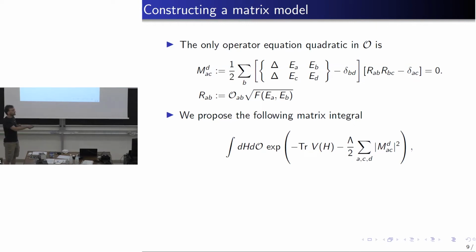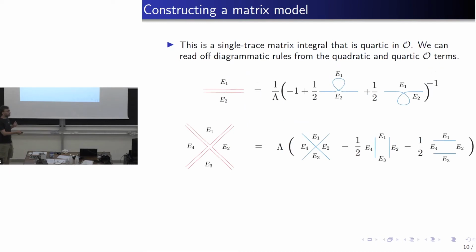So first, I'm going to take this expression here, which depends quadratically on the matrix O, and it depends on the 6J symbol. So when I square it, I'm going to get a potential that is quartic in O. So this will provide the interaction I was referring to earlier. And it actually turns out that this potential I wrote down is a single trace matrix integral, and it's quartic in O. And so now I'm just going to do kind of the naive thing, which is to read off diagrammatic rules. So in particular, I can read off a tree level propagator from the inverse of the coefficient of the two O's. And then I can also read off a tree level 4-point function from the quartic term.